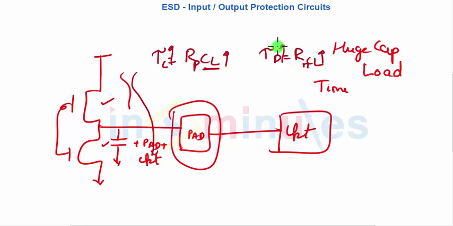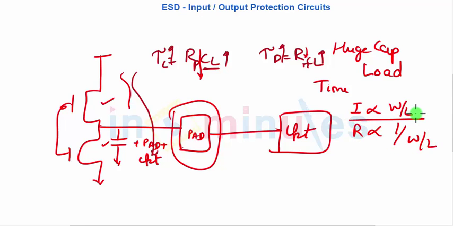So is there any way to reduce the delay? Absolutely yes. If we reduce R, then my delay is reduced. So how do we reduce R? We know that I is proportional to W by L. That means R is inversely proportional to W by L. We have seen the equation of ID, right? ID equals mu n COX W by L. So I is directly proportional to W by L, which means R is inversely proportional. So in order to reduce R, what we have to do is increase W by L.